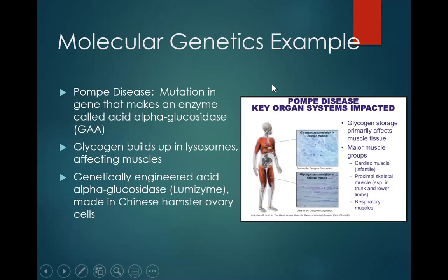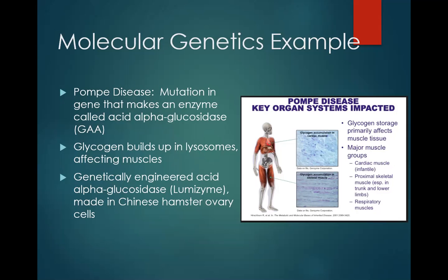A good example of molecular genetics at work is Pompe disease. So Pompe disease is a very devastating disease. Basically, it's a buildup of glycogen inside the lysosomes and muscles. And when that builds up as you're using the muscles, it eventually destroys the muscles. And children with this disease generally live into their teenage years. By that point, they're in a wheelchair, and after a while, their muscles completely stop working, and they can no longer sustain life.